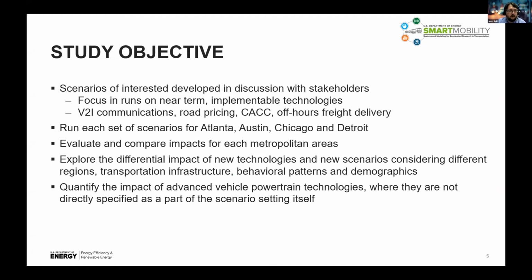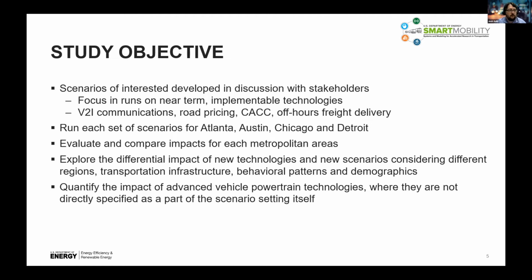And again, that's V2I communications, road pricing, partial vehicle automation, and freight delivery policies, and run this across a set of cities that we have been modeling internally, including the Atlanta, Austin, Chicago, and Detroit larger metro areas, to look at these impacts, look at how these different technologies interact, and then make comparisons and inferences across regions.